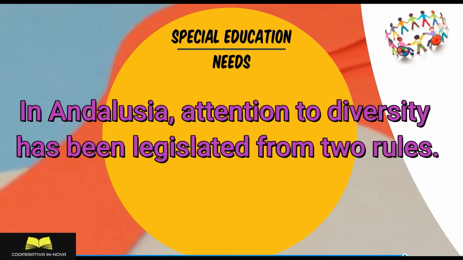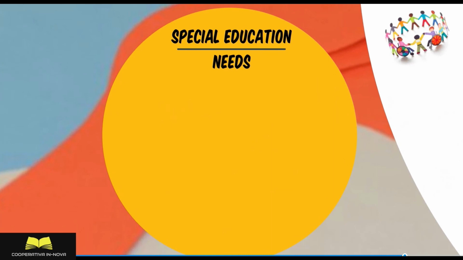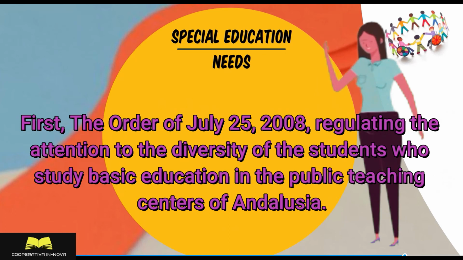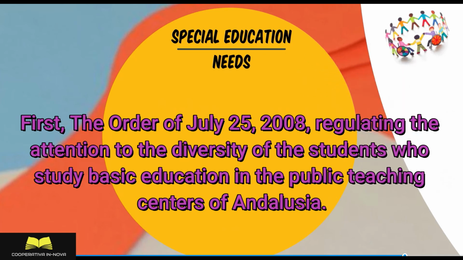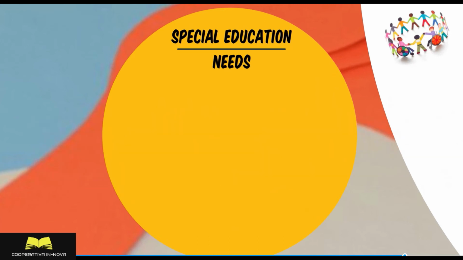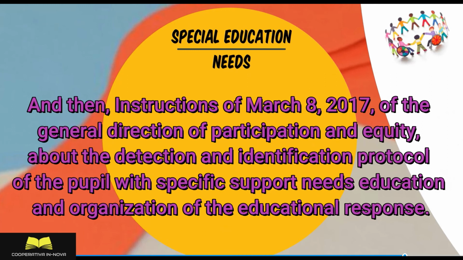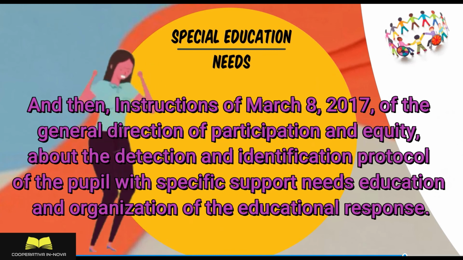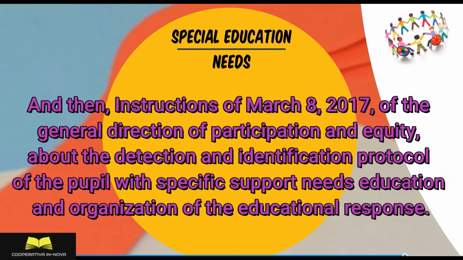In Andalusia, attention to diversity has been legislated from 2 rules. First, the Order of July 25, 2008, regulating the attention to the diversity of the students who study basic education in the public teaching centers of Andalusia. And then, instructions of March 8, 2017, of the General Direction of Participation and Equity, about the detection and identification protocol of the pupil with specific support needs education and organization of the educational response.